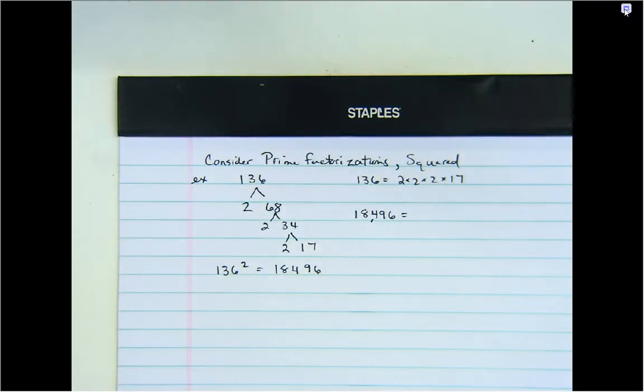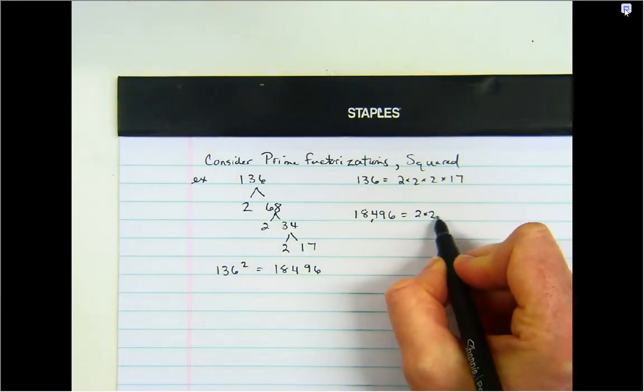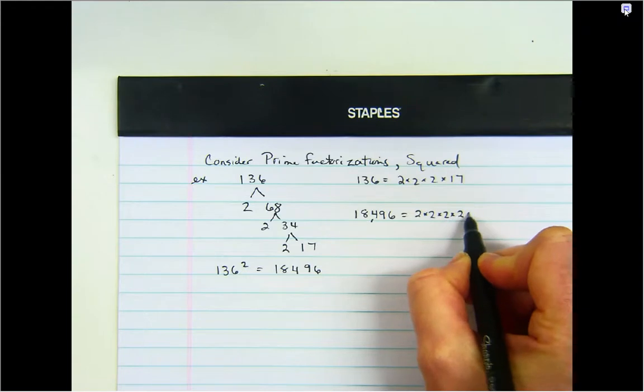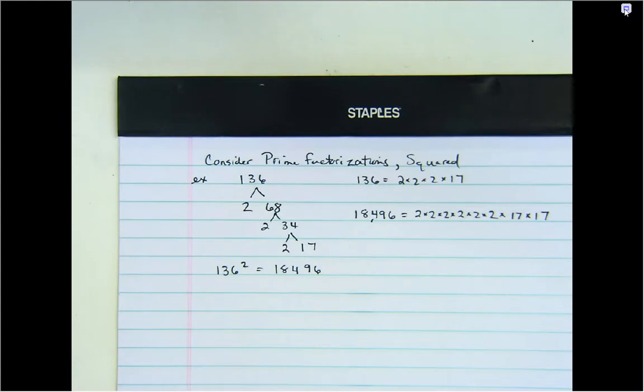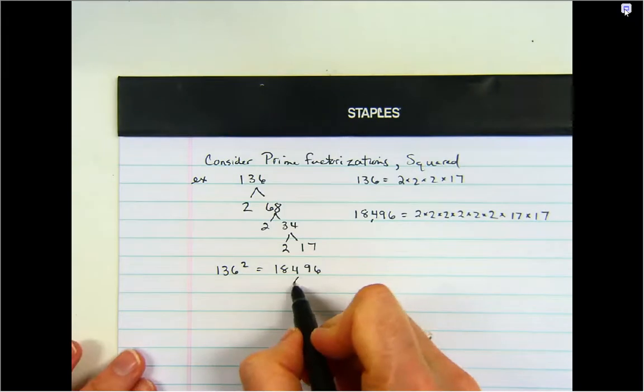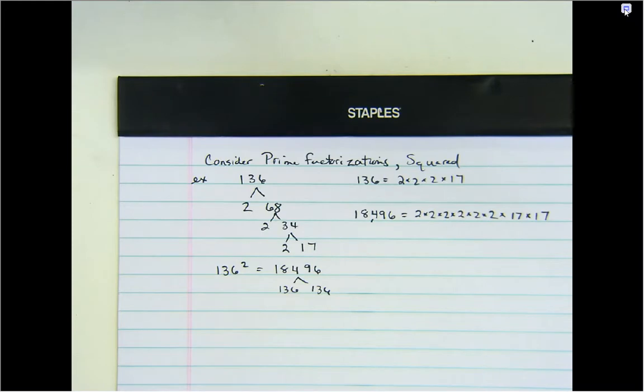Can you tell me what the prime factorization is without doing a bunch of arithmetic of 18,496? Yes. I don't know if this is right, but 2 times 2 times 2 times 2 times 2 times 2 times 17 times 17? Perfect. So what did you do? I just doubled the prime factorization of the original number. Good. Double the prime factorization of the original number, because you could do for your first step 136 times 136, and you already did the 136. Okay, perfect.